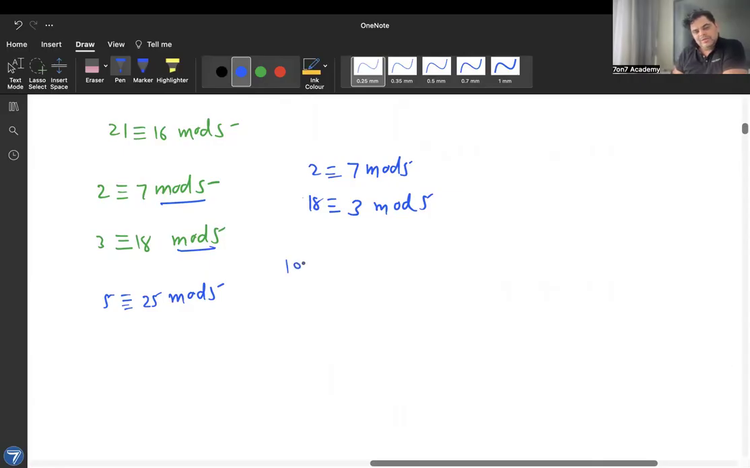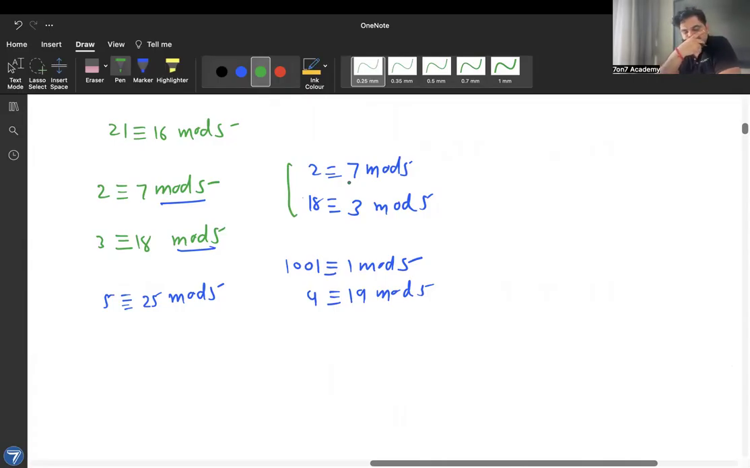So if I have 1001 congruent to 1 mod 5, and 4 congruent to 19 mod 5, can I still add? Yeah, I can add. Okay, do one thing. Can I multiply these? Will it work? Yeah. So if you multiply, what will you get here? 36 congruent to 21 mod 5. So if both have mod 5, you can add them, subtract them, multiply them, but you cannot divide them. Agree?